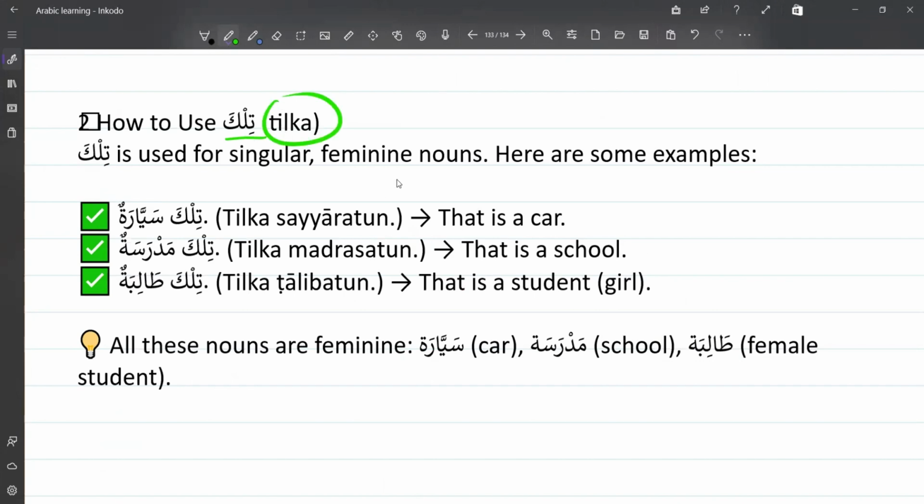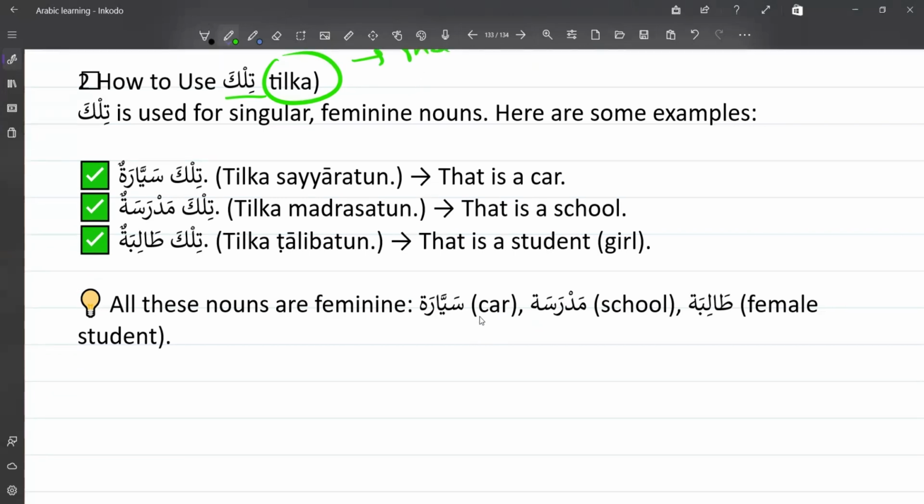Tilka again means that, but we use this word for feminine nouns. For example, we will say tilka sayyaratun or just sayyara. Now, in Arabic, sayyaratun or just sayyara means a car. So when we say tilka sayyaratun, it means that is a car.